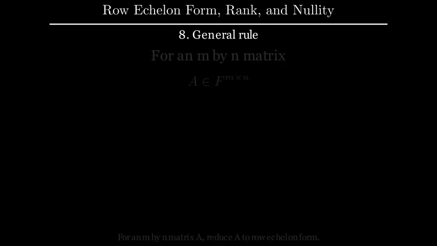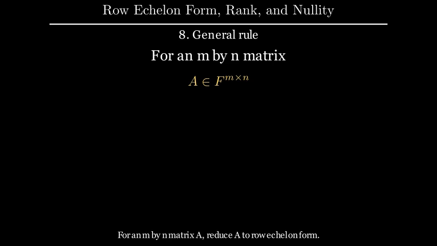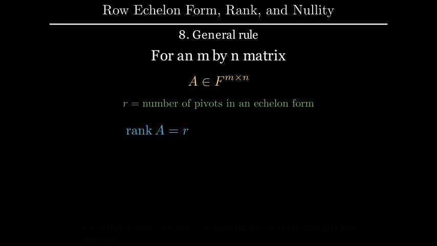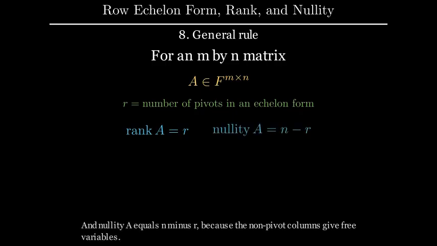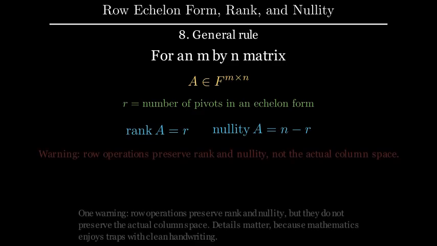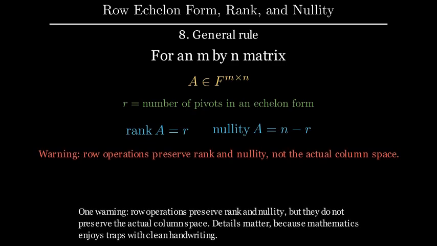The example gives the general rule. For an M by N matrix A, reduce A to row echelon form. If the echelon form has R pivots, then rank A equals R. And nullity A equals N minus R, because the non-pivot columns give free variables. One warning. Row operations preserve rank and nullity. But they do not preserve the actual column space. Details matter. Because mathematics enjoys traps with clean handwriting.